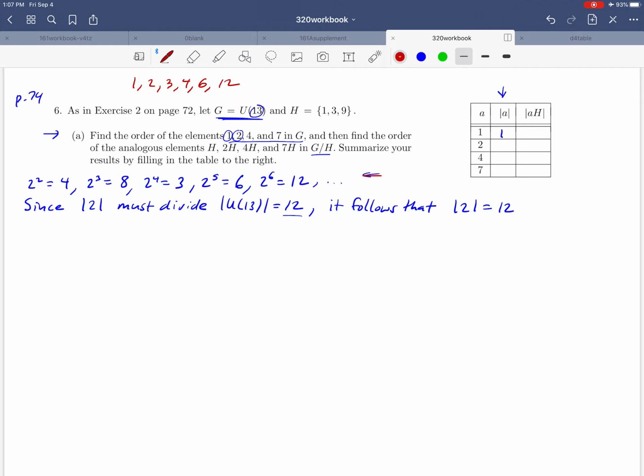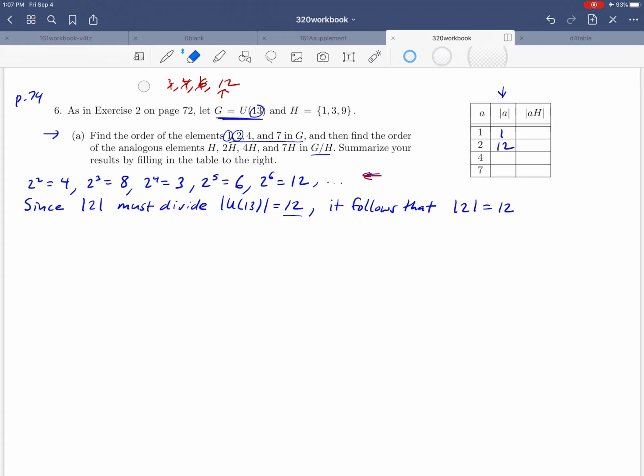Notice that the calculations that we did ruled out the first 5 numbers on this list. We know that the order is not 1, 2, 3, 4, or 6, because we raised 2 to all of those powers and we didn't get the identity. That means that it has to be 12. That's the only divisor that's left of 12. And so that saves us from having to do a bunch more calculations here. We can say with confidence that the order of 2 is 12.